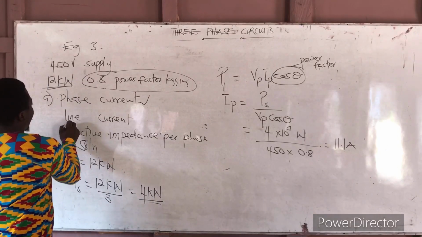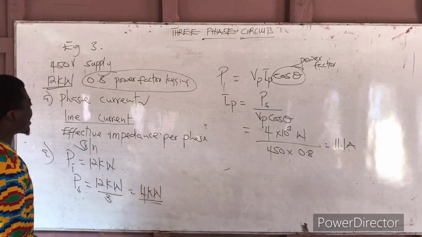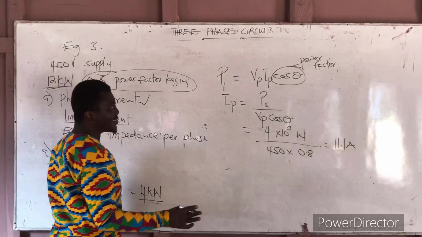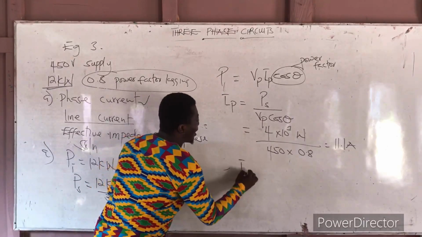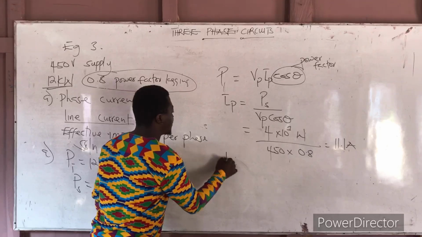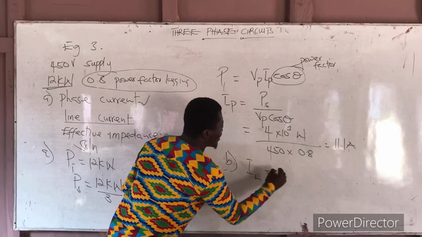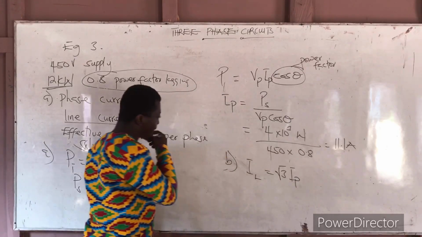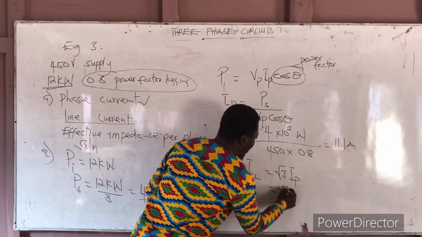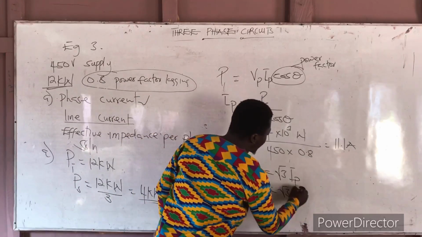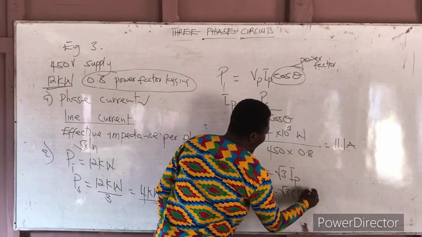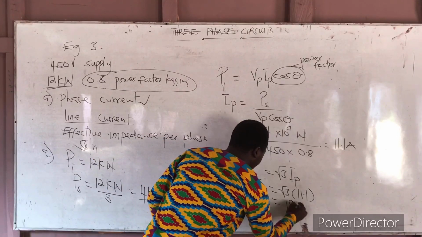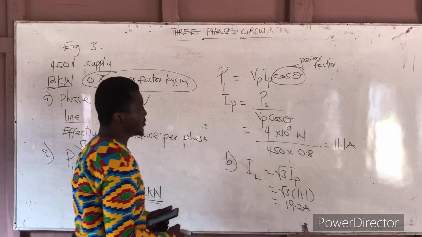Then what will be the line current? In the question they said this was a delta connection. So if it is delta, we know that, okay, so B, line current is equal to root 3 times phase current. So we will get root 3 times the phase current, which we have as 11.1 ampere. When you multiply the two, you are going to get 19.2 ampere as your line current.